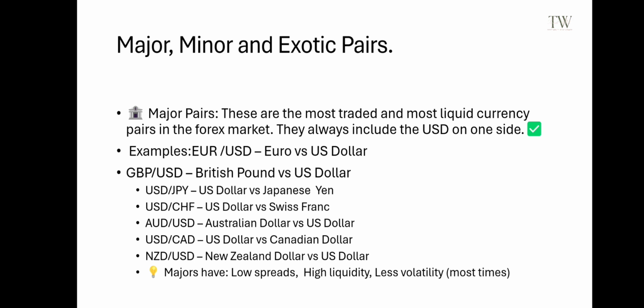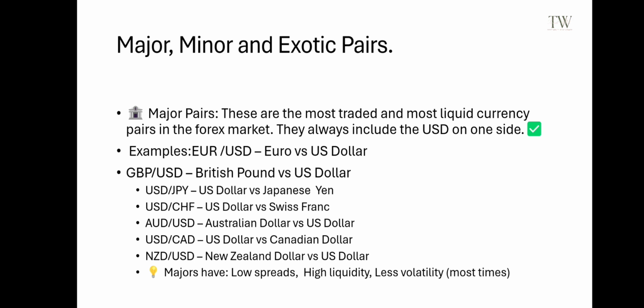Okay, so as you can see here, the USD JPY is the US dollar against the Japanese yen. We have the USD CHF, which is the US dollar and the Swiss franc. We have the AUD USD, that is the Australian dollar over the US dollar. We have the USD over the Canadian dollar. We have the New Zealand dollar over the US dollar.